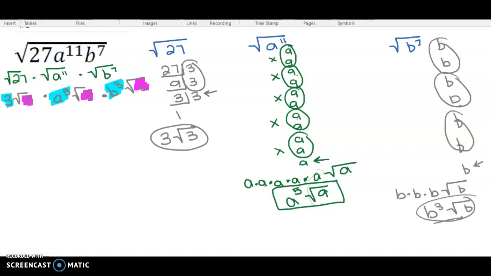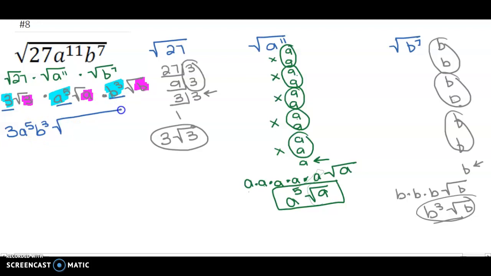Okay, now I'm going to multiply what's not in the square root together. So I have 3 times a to the 5th times b to the 3rd square root of, and then multiply everything under the square root. So in purple, 3 times a times b. Here is my final answer.